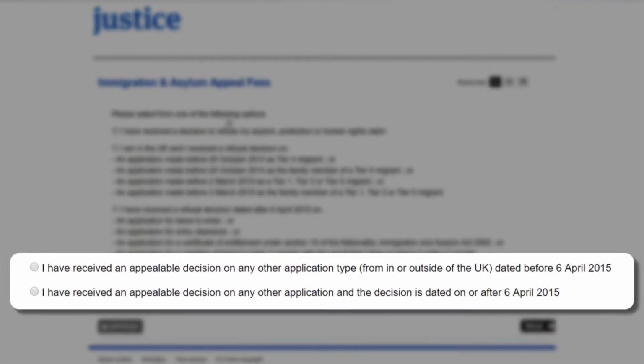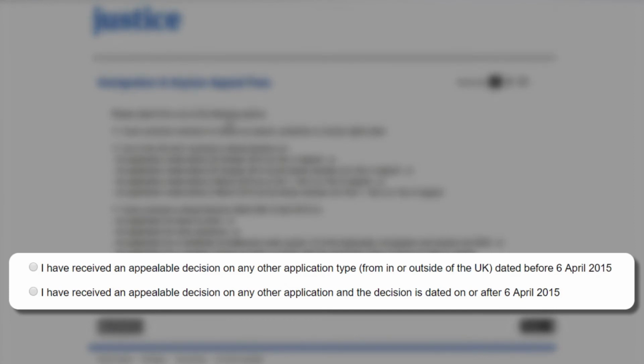I have received an appealable decision on any other application type from in or outside of the UK dated before the 6th of April 2015. Again, this is unlikely to be relevant now to most of you, as a good deal of time has elapsed since the 6th of April 2015.